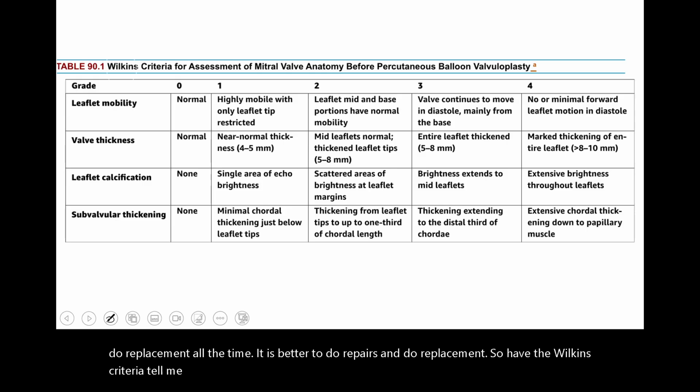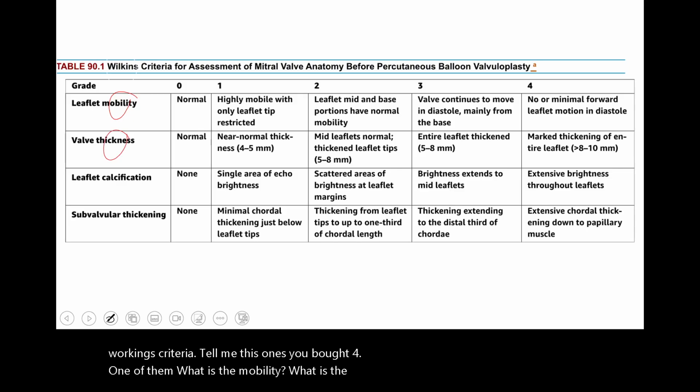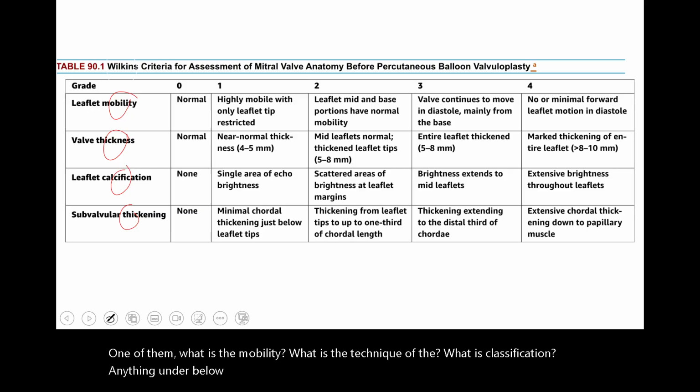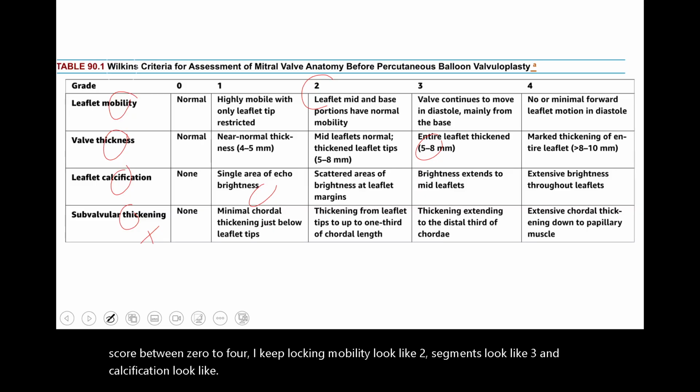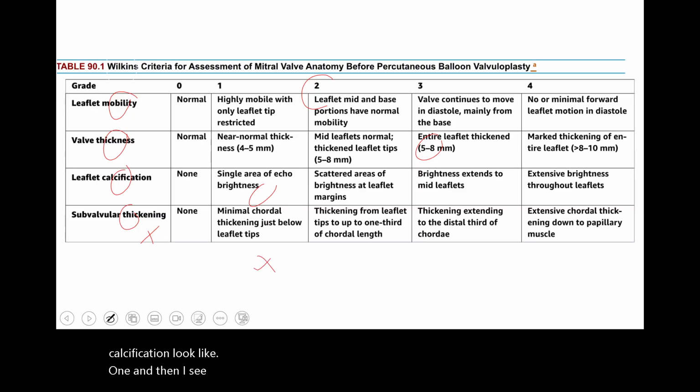They put 4 factors. One of them, what is the mobility? What is the thickness of the leaflet? What is the calcification, if any? Any thickening below, the subvalvular? This is the severest one, right? And then we score each between 0 and 4. I keep looking. Mobility looks like 2, thickness looks like 3, and calcification looks like 1, and then I see thickening subvalvular doesn't exist. Then I put the score.